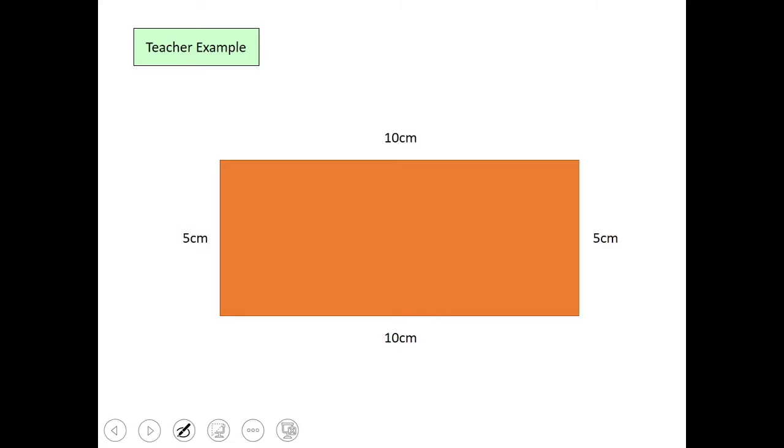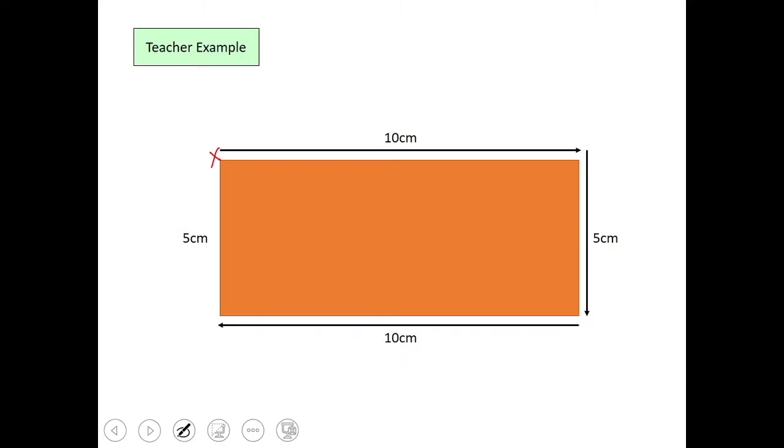Right, so let's start off with an example. So here we've been given a rectangle, and remember, to calculate the perimeter of a shape, we need to calculate the total distance around the whole shape. So if we start at this left hand side, top left hand corner, we need to go all the way to the right, down, back around to the left, and back up. So we need to calculate by adding all of these measurements together.